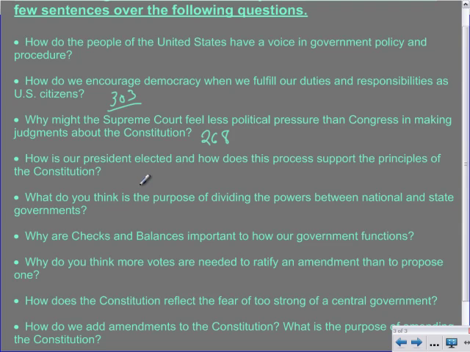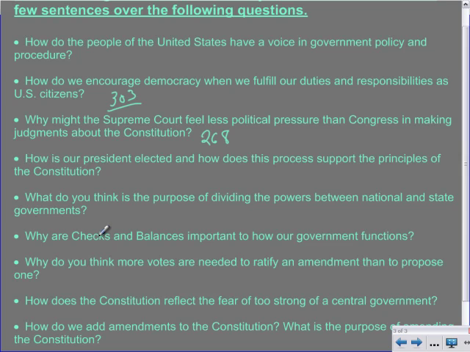What do you think is the purpose of dividing power between national and state governments? Well, we don't want the national government to get too powerful. We don't want the state governments to get too powerful. We don't want the states to have powers that don't make any sense for them to have, like declaring war. And we don't want the national government to mess around with little stuff like fire protection, like having a fire station in Washington. The Washington, D.C. shouldn't have to worry about fire protection in Washington, Missouri.